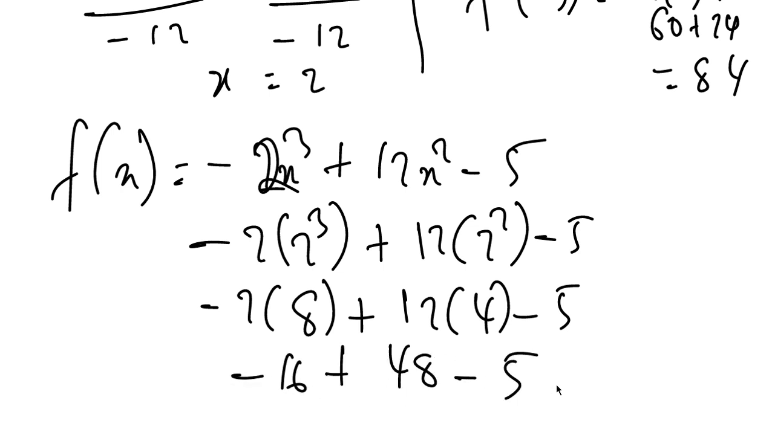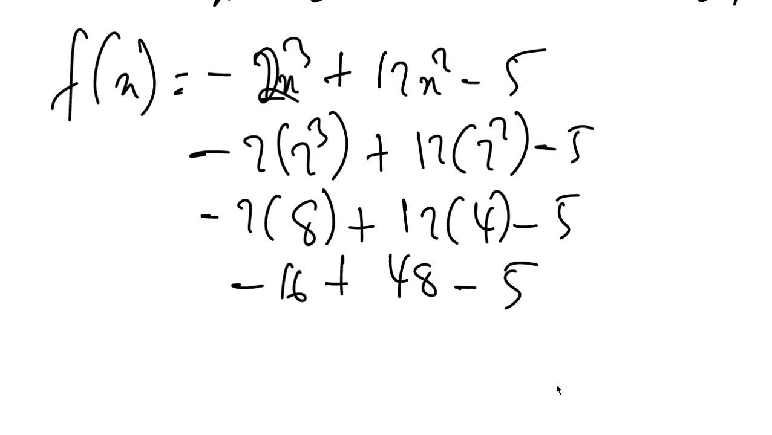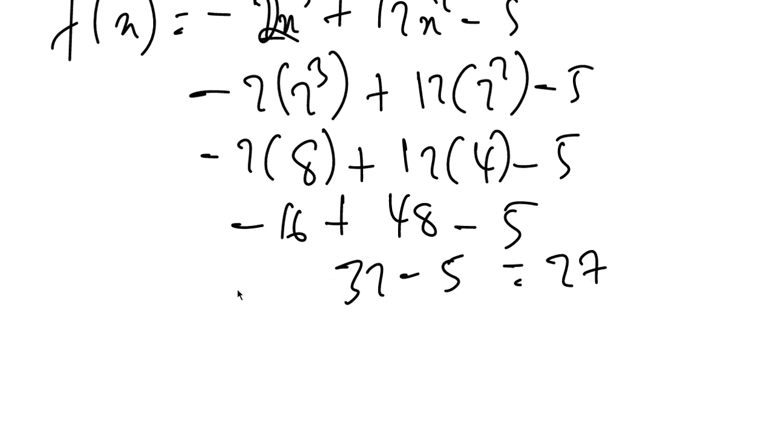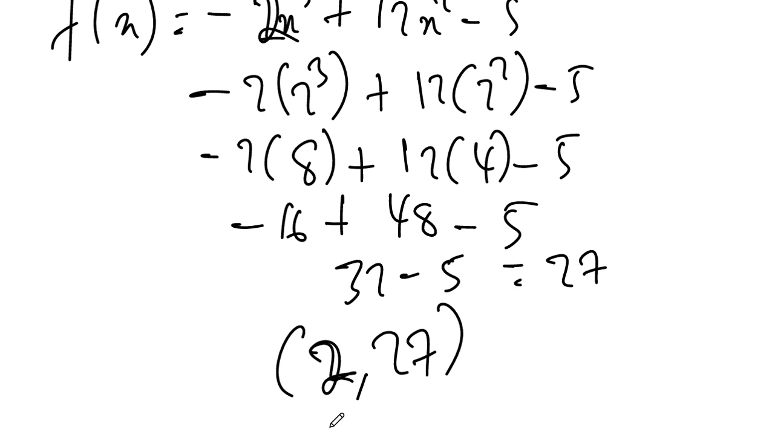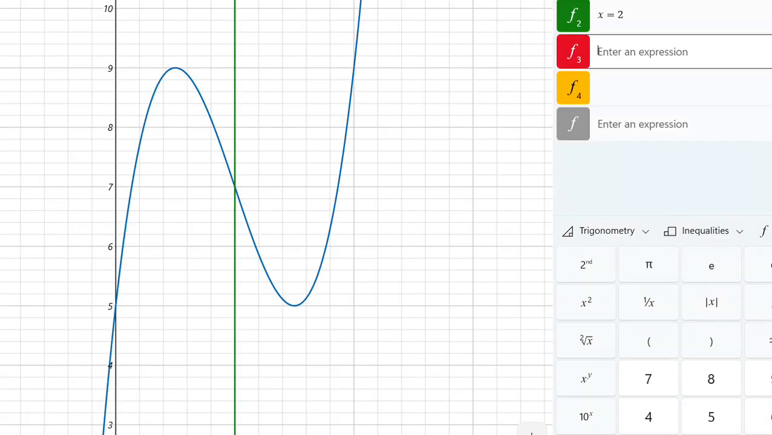Negative 16 plus 48 is the same thing as 48 minus 16. And what's 48 minus 16? It's 32, right? So 32 minus 5 is what? 27. So basically, we could say that the point of inflection is 2, 27.